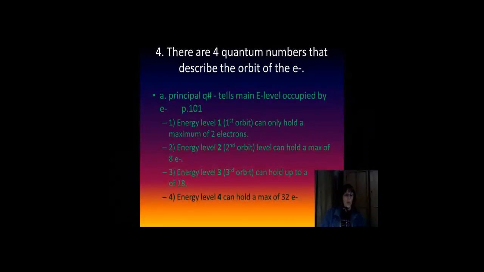So energy level 1 is the first orbit, and it can hold a maximum of 2 electrons. Energy level number 2, or the second orbit, can hold 8 electrons. Energy level number 3, or the third orbit, can hold up to 18 electrons. And the fourth one can hold up to a maximum of 32 electrons, and so on.